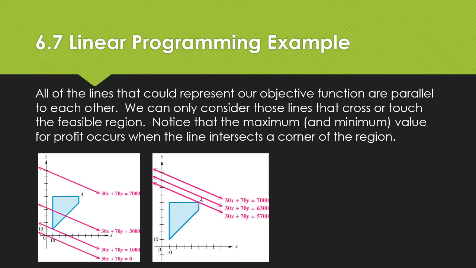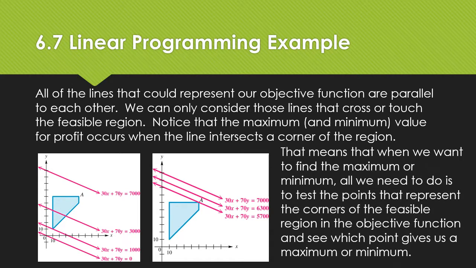Now, we're not interested in minimum right now, but the same would be true for minimum. That means that when we want to find a maximum or minimum, what we need to do is test the points that represent the corners of this region. We're going to test them in our profit function, or our objective function, and see which point gives us a maximum, if that's what we're looking for, or a minimum.